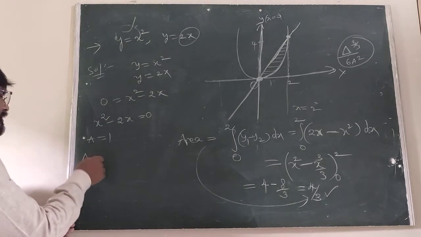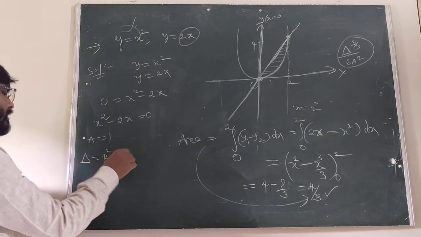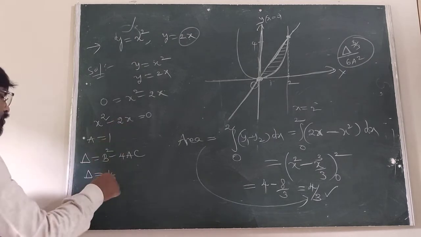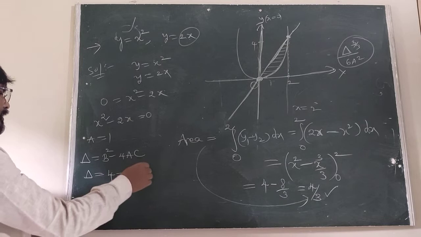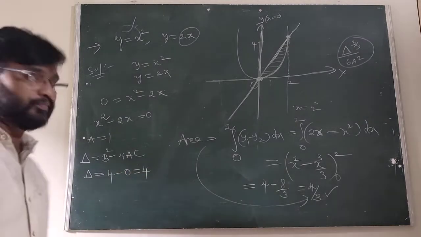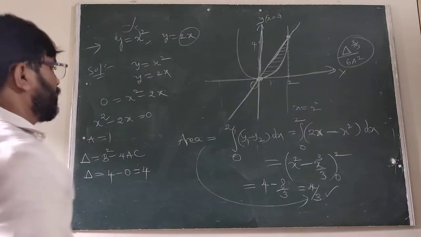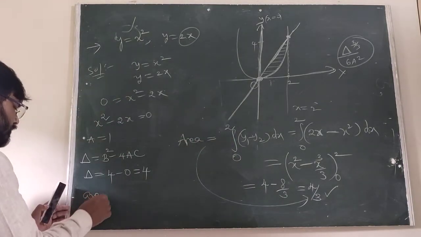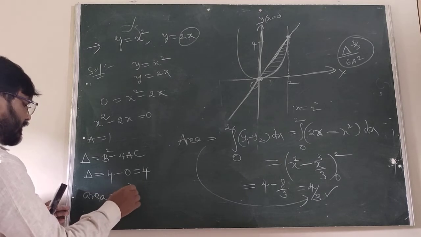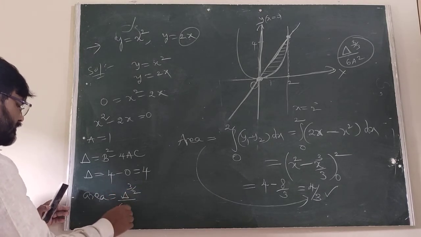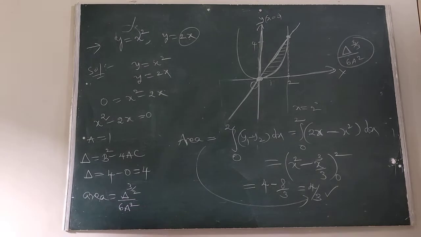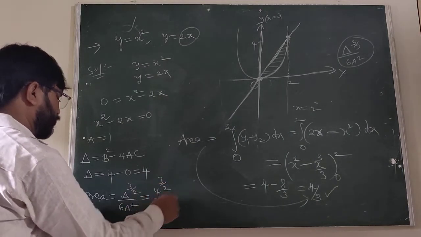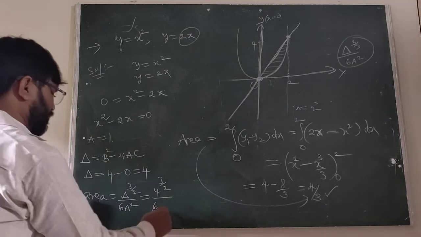Therefore, the delta is b square minus 4ac. Delta equal to b square is 4, c value is 0. Delta we got 4. Now we know the area equals, what is the area? The area is delta power 3 by 2 by 6a square, where a is 1.